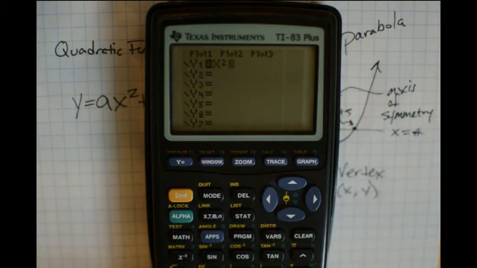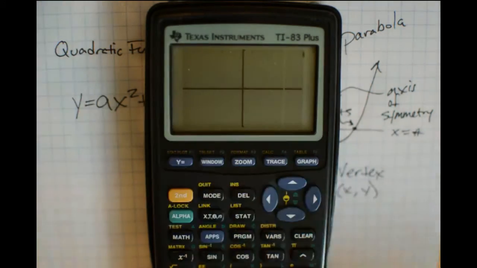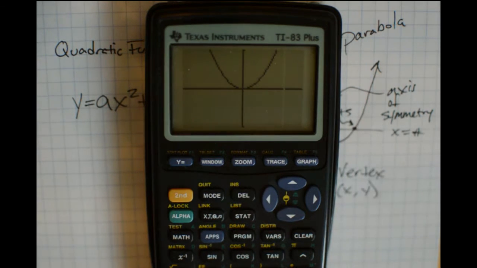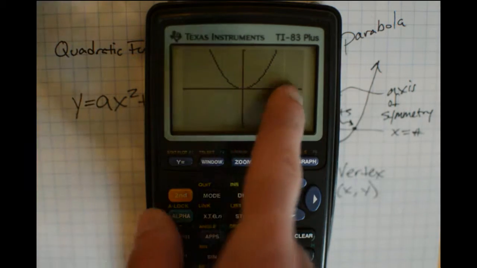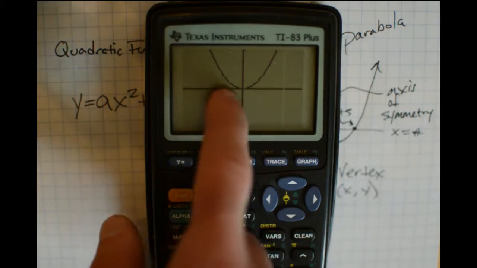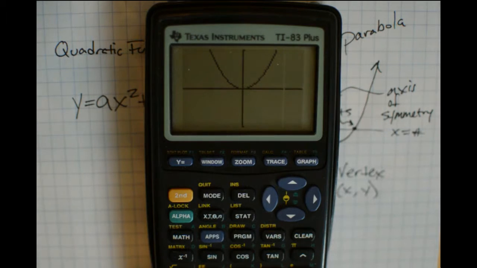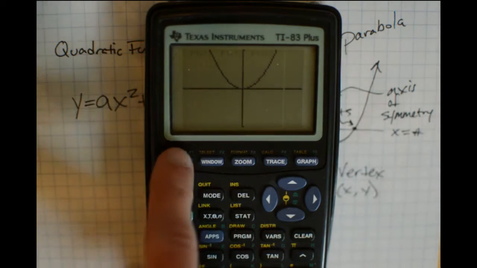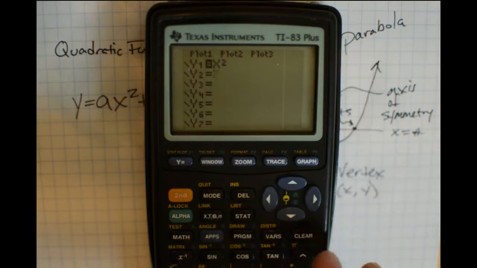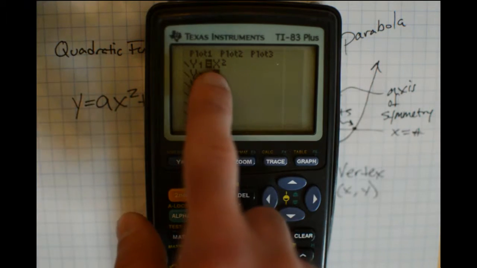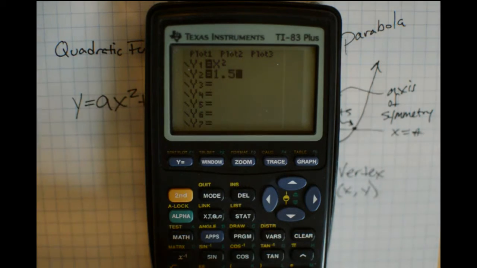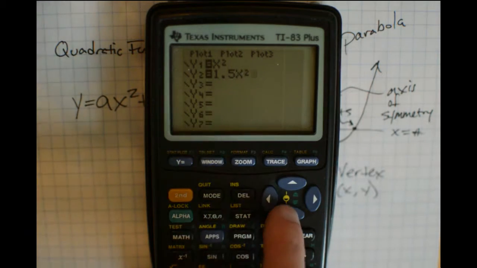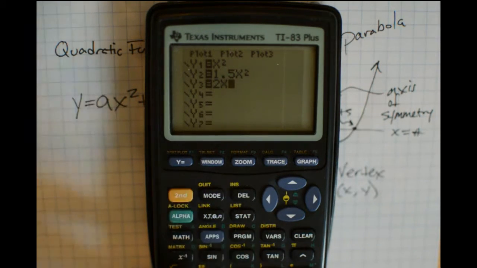If we graph that, we get a parabola that is known as the parent function, because all other parabolas that we can make are really just a transformation of this parabola. This is y equals x squared. Now the first thing I want to do is see what happens when we increase that value of a. Right now it's 1x squared. So maybe 1.5x squared, and then 2x squared, and then 3x squared, and then 5x squared.